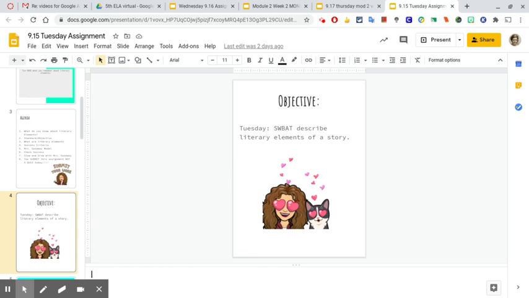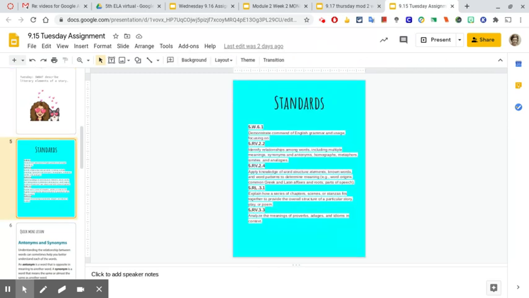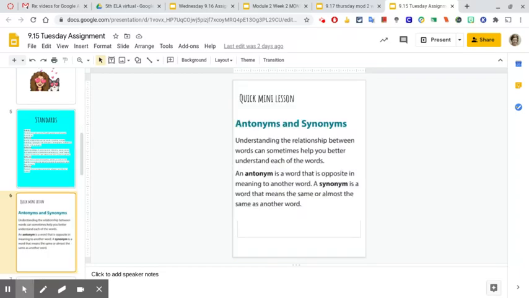So today we are going to describe literary elements of a story. Our standards are the same as they were yesterday, going over writing, vocabulary, reading literature. Remember, synonyms are the same, antonyms are opposites. So antonyms and synonyms, the reason why the author uses them, understanding the relationship between words can sometimes help you better understand each of the words and the whole story overall.